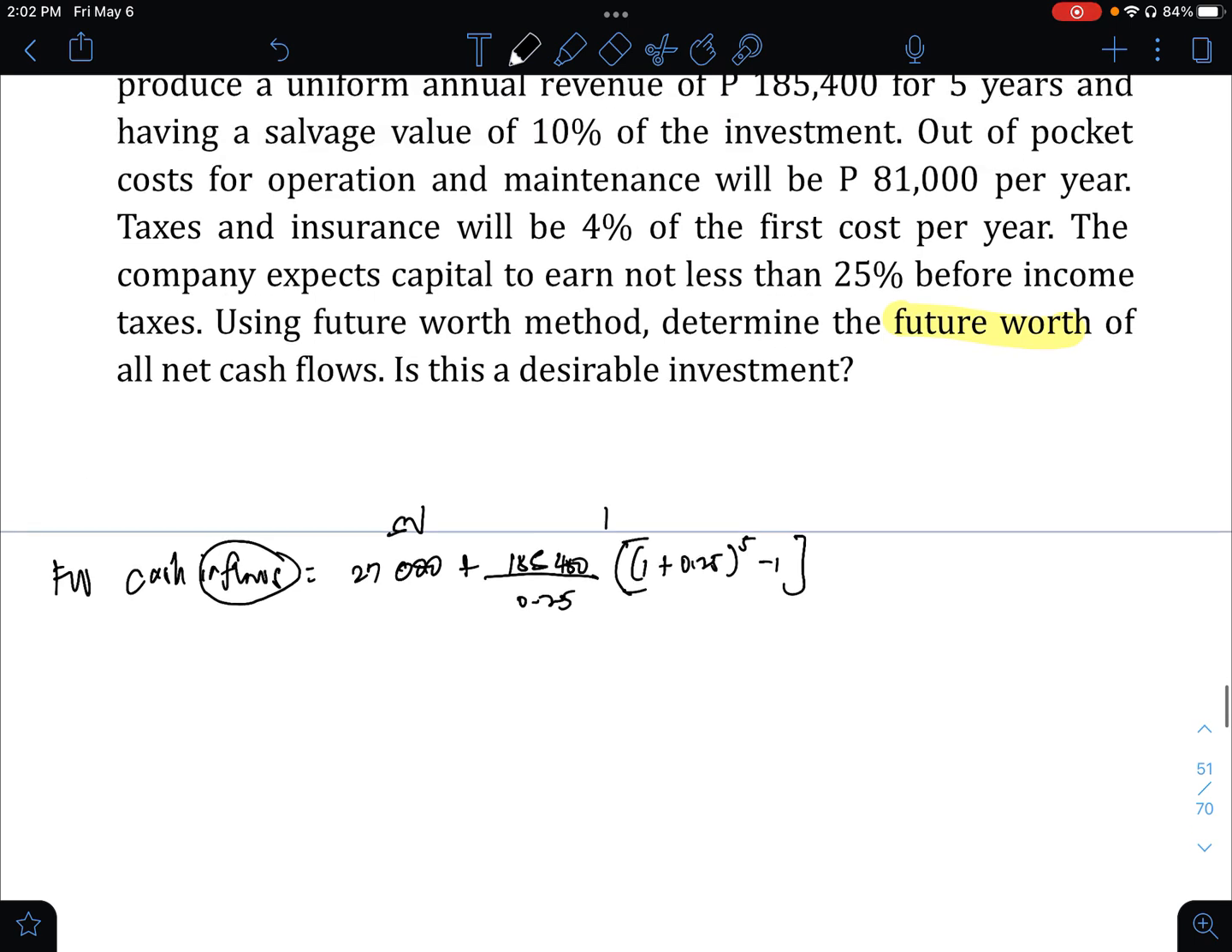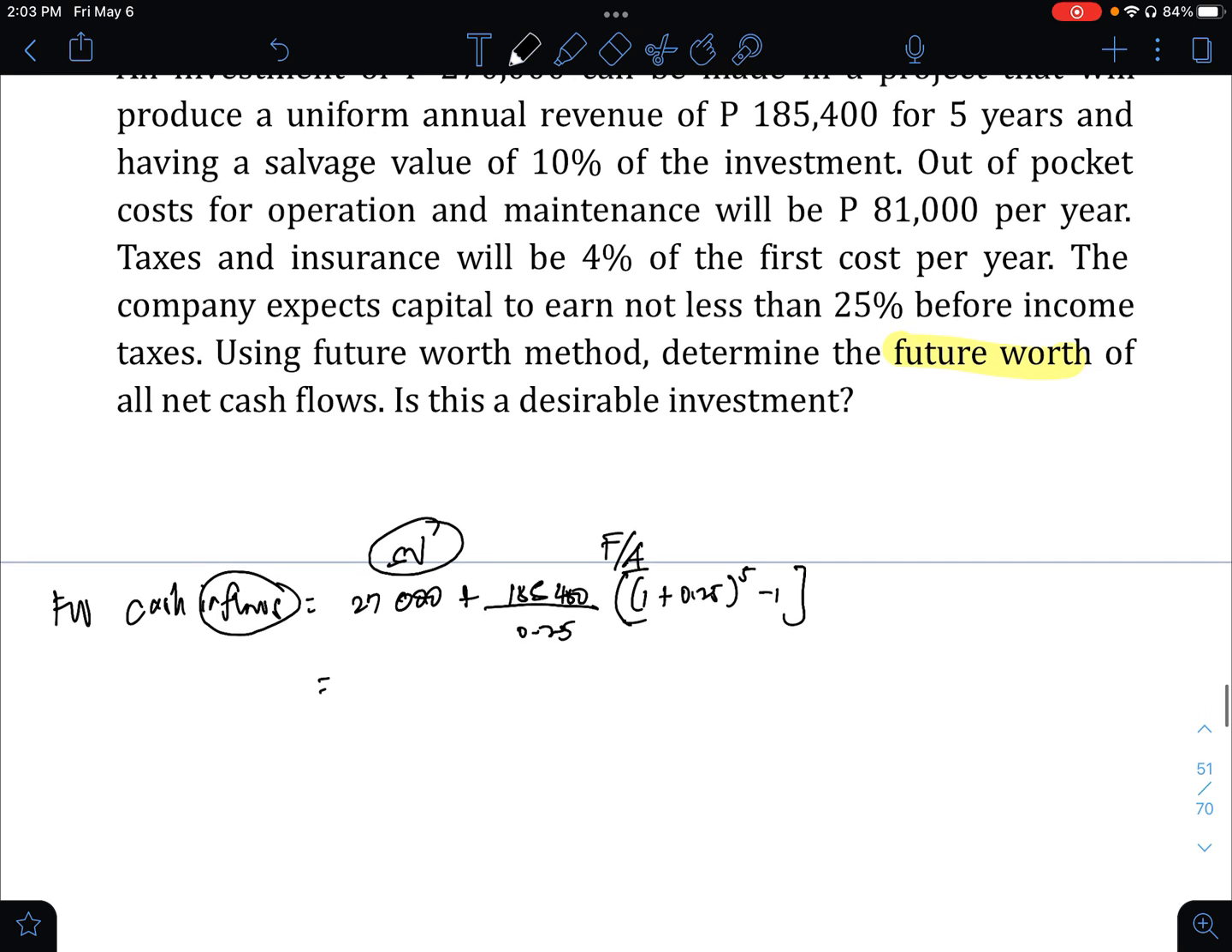Let's continue. Now, if we are going to use our calculator, we can actually get the value of the future worth of the cash inflows with the salvage value. Again, the salvage value is something we earn in the near future, and the F over A is the future worth of the annual inflow or annual revenue. So that's 1,548,583.59.